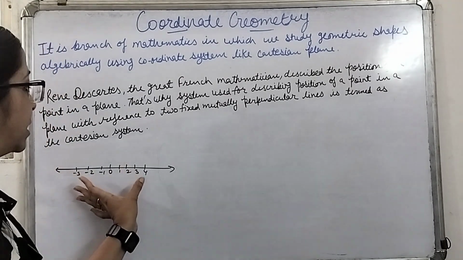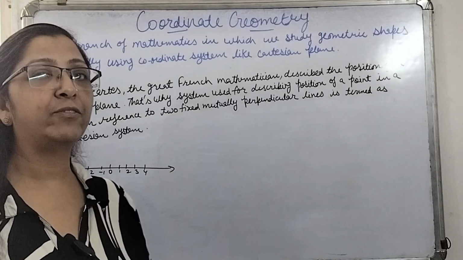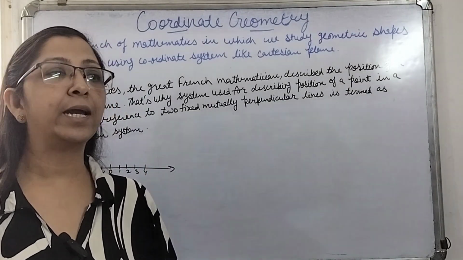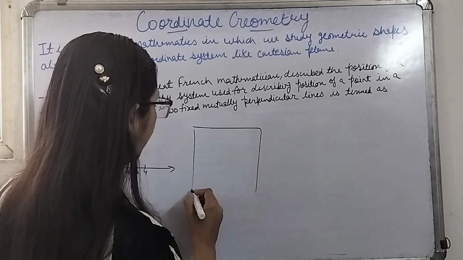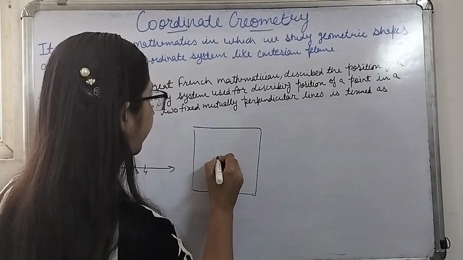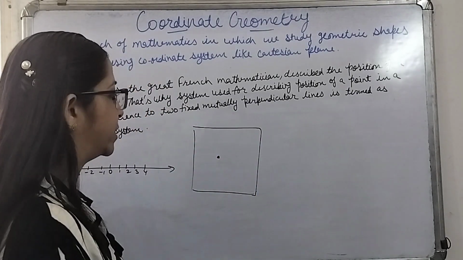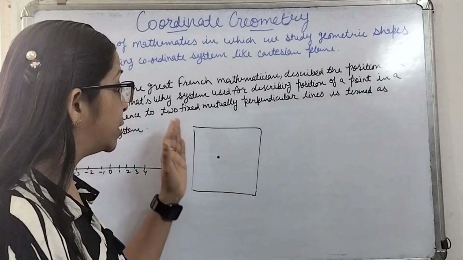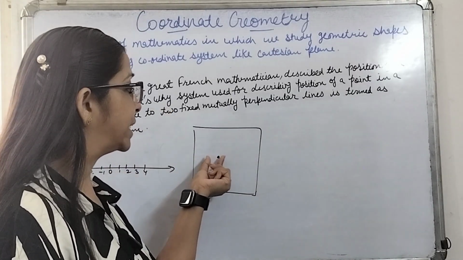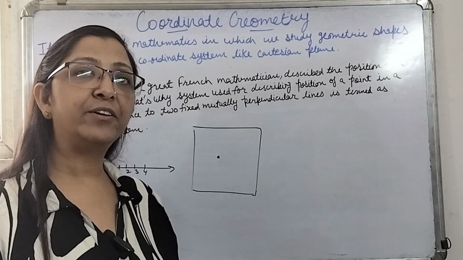Now, instead of these numbers, suppose a plane is given to us and we have to locate an object in the plane. Suppose this is a plane, and this object is there, and we have to locate this object with one reference. Is it possible to locate this point precisely using one reference only?